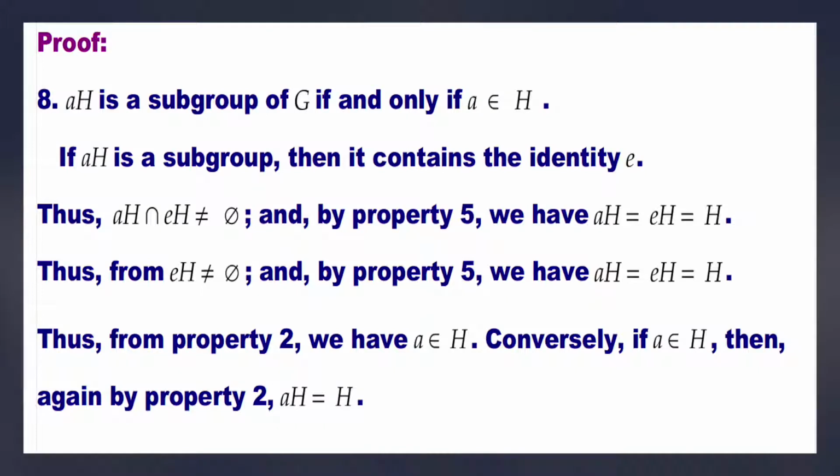If aH is a subgroup, then it contains the identity e. Thus aH ∩ eH is not equal to empty, and by property 5, we have aH = eH = H. Thus, from property 2, we have a in H. Conversely, if a is in H, then again by property 2, aH = H.